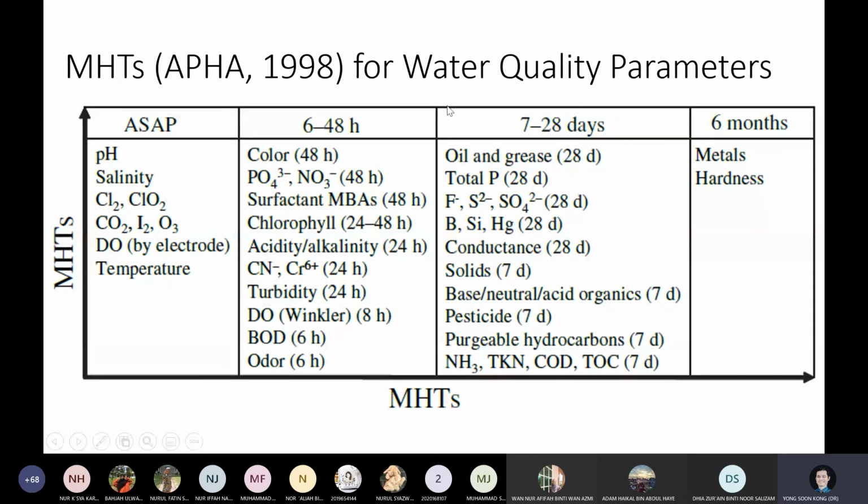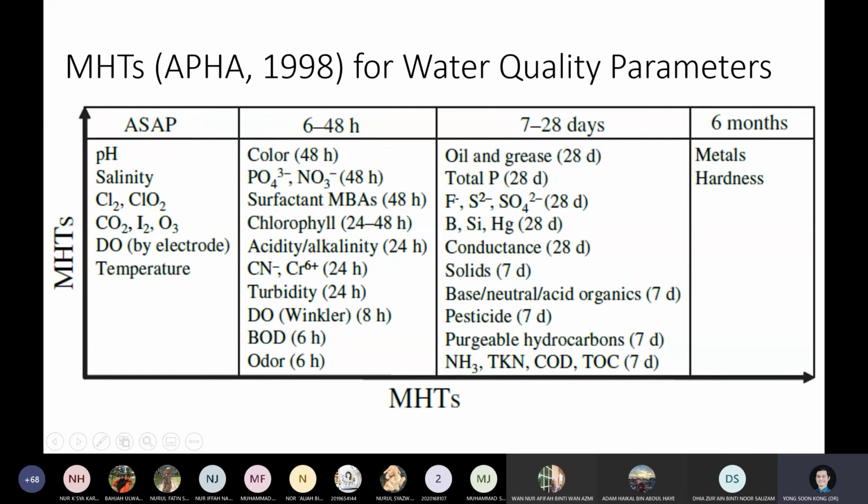Now there's so many contaminants right here that you need to consider. Once again, do you need to memorize? Use your common sense. The trick is that if the contaminant is very mobile and changes very quickly, then most of the time the maximum holding time will be very short. But if you can remember all these maximum holding times, you can remember that one.